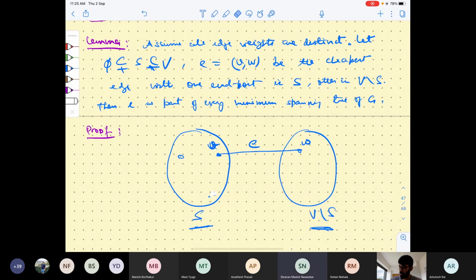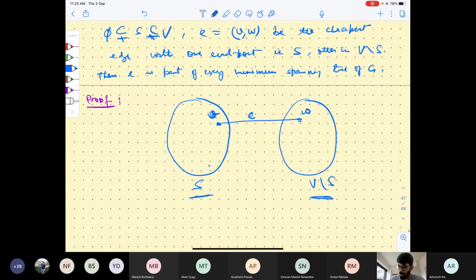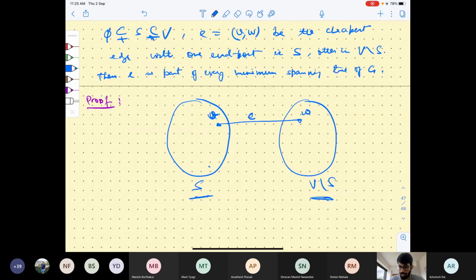There has to be a minimum of one edge between them, to connect them. Apart from e, you are saying, or including e? Including everything between S and V minus S, there has to be at least one. But that edge is e anyway. Or let's say e is, yeah. So if e is the cheapest one, then we are fine if e is the only one. So the proof is going to be by contradiction, okay?